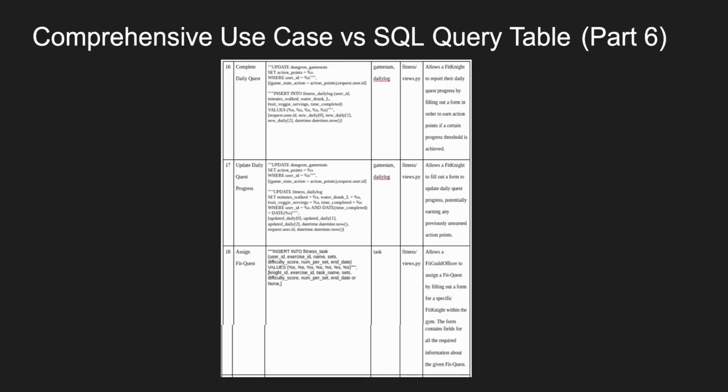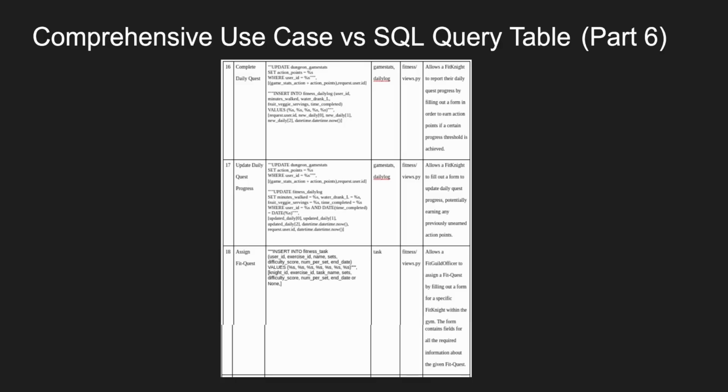So we're going to start with the update here. The Fit Knight is able to track how much water they've drank, how many minutes they've walked, and how many servings of fruits and vegetables they've consumed. And this will update their progress towards the daily tasks. So these 3 metrics are the daily tasks.